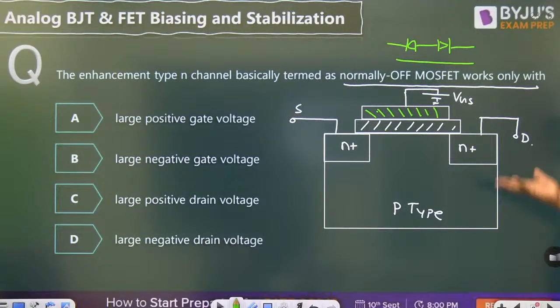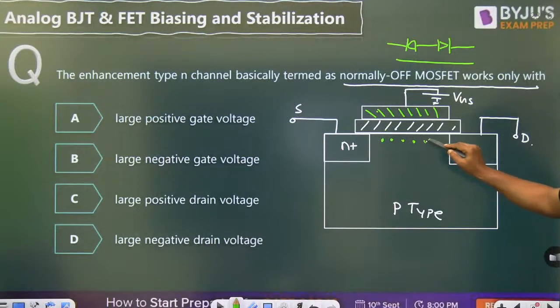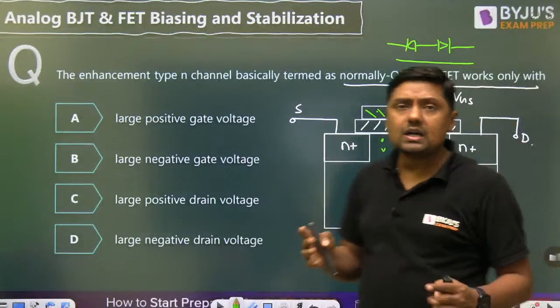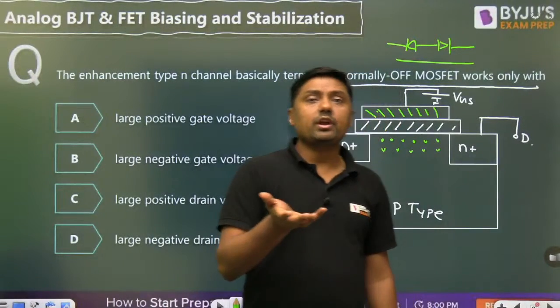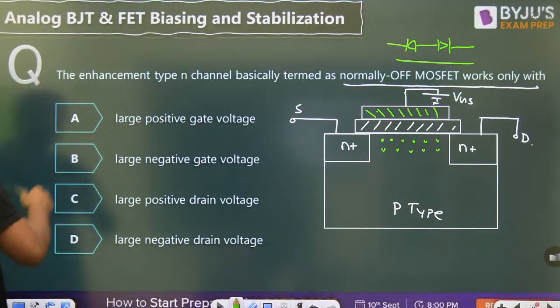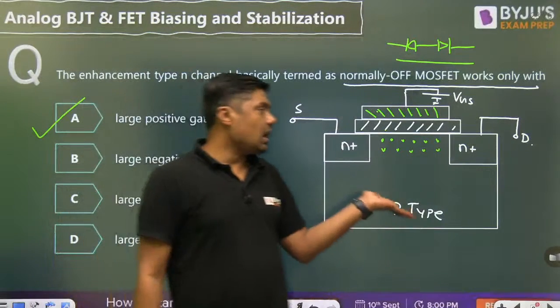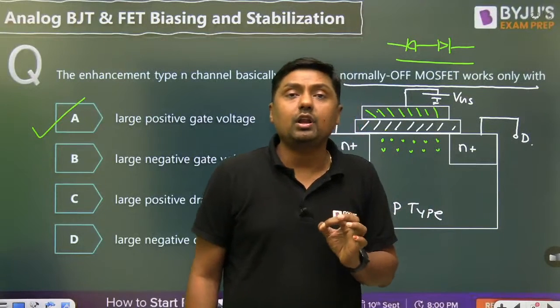But when we want to increase the conductivity, we have to attract the electron in this portion. Electron is negatively charged. If you want to attract the electron in this region, then what should be the value of VGS? We have to apply the large positive gate voltage. When we are giving the large positive gate voltage, it will attract the electron. So which answer is correct? Large positive gate voltage. A is the option. It will attract electron and the conductivity of channel will increase.